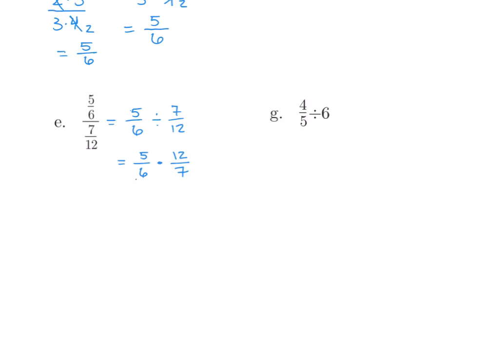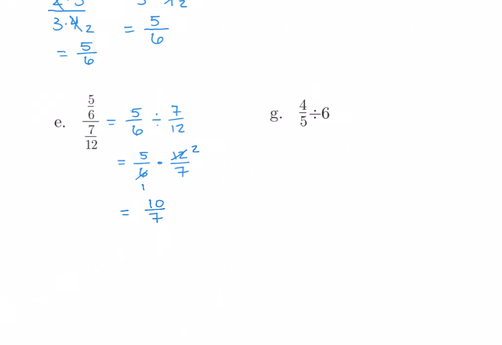My 6 and my 12 are both divisible by 6. We get 12 divided by 6 is 2. 6 divided by 6 is 1. And now if we go ahead and multiply straight across, we get 10/7.